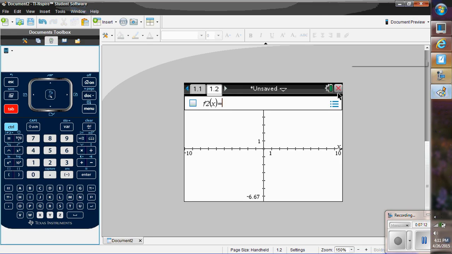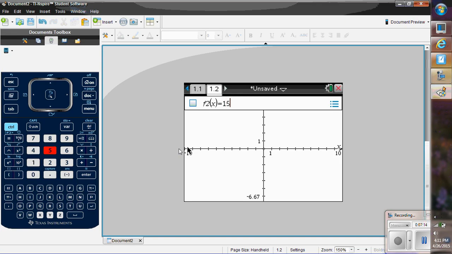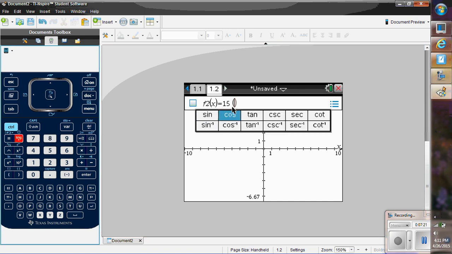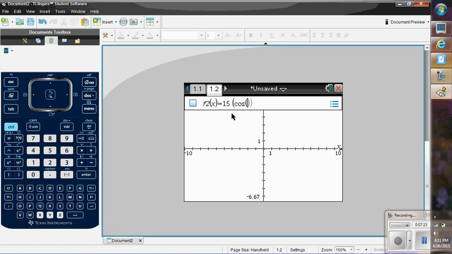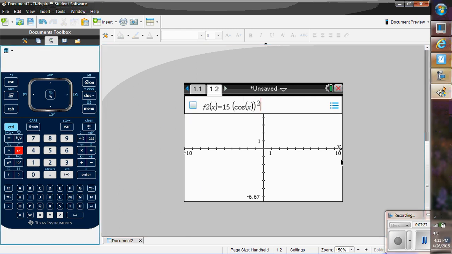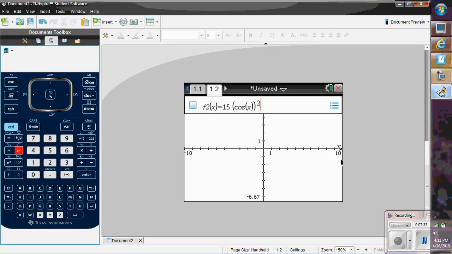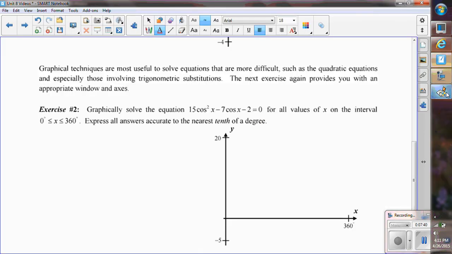Now when you type this in, it's not going to be so easy. So remember, it's 15, and then you have to tell it to do cosine squared. Your calculator doesn't know about the fancy shortcut. So you've got to do cosine of x, and then you've got to square it. Your calculator doesn't know about the shortcut of putting the 2 here. You need to do it the other way. So then minus 7 cosine x, and finally minus 2.